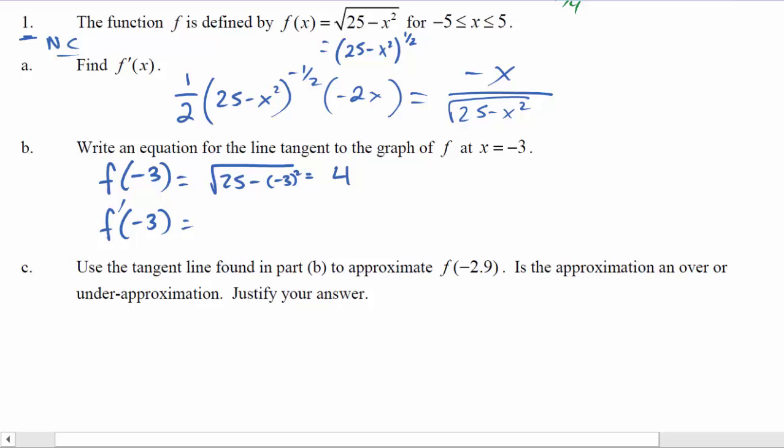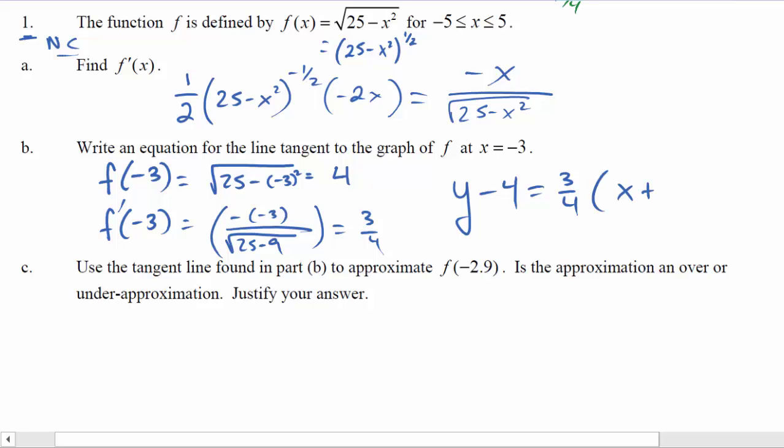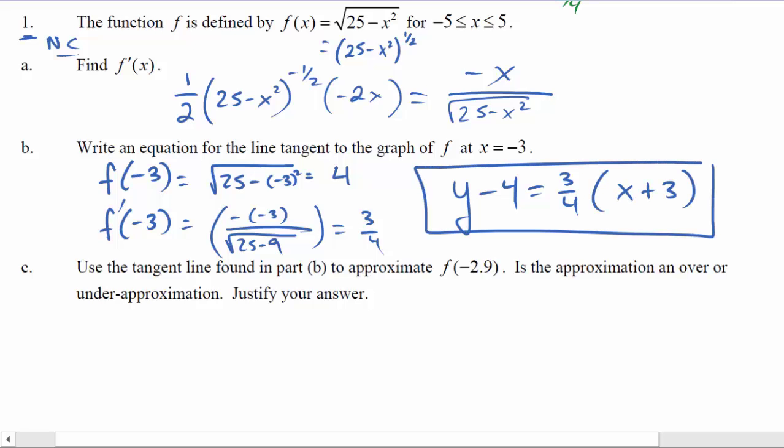For the slope, we'll be plugging negative 3 into the derivative. So that would be the opposite of negative 3 over the square root of 25 minus, and I'm going to clean this up, negative 3 squared is just 9. So then this becomes 3/4. So the equation of the tangent line would be y minus 4 equals 3/4 times x plus 3.